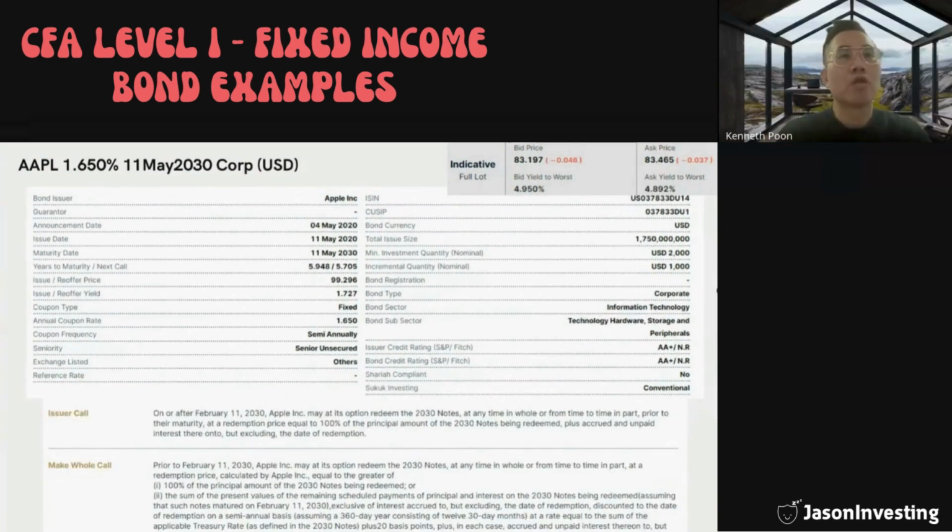I have another question. Why would I buy a senior unsecured bond versus I just pick a senior secured bond?